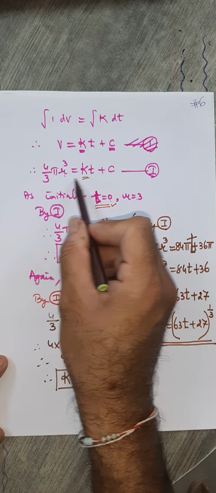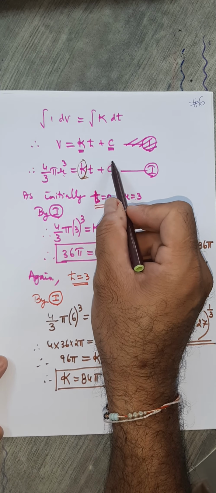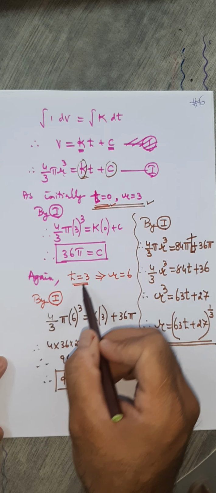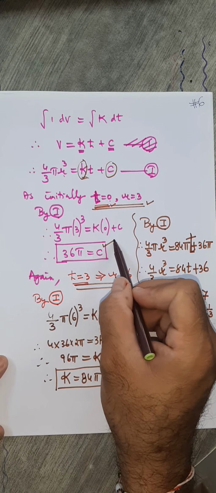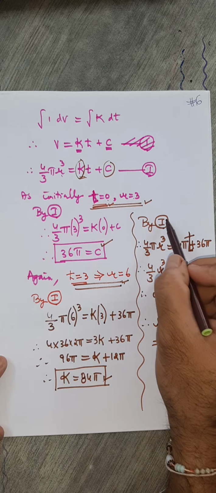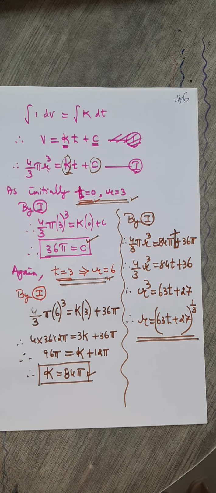See, up to this it was quite simple. Then you need to evaluate k and c. So you must have two conditions. One is this condition, the other one is this condition. If you use this, you will get c. If you use this, you will get k. And those two values are placed in 1. Finished. That's the solution, remember. Fine.